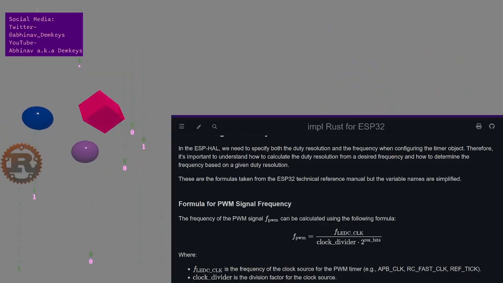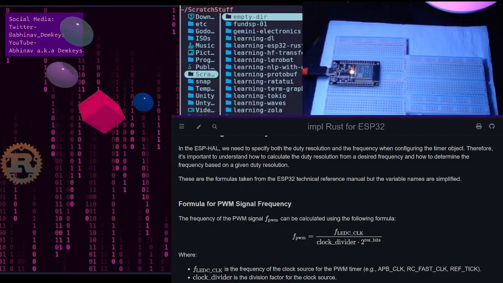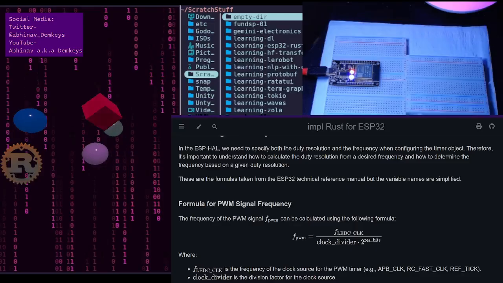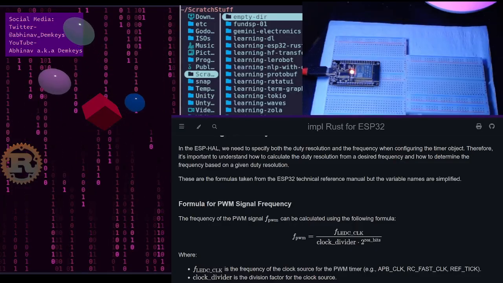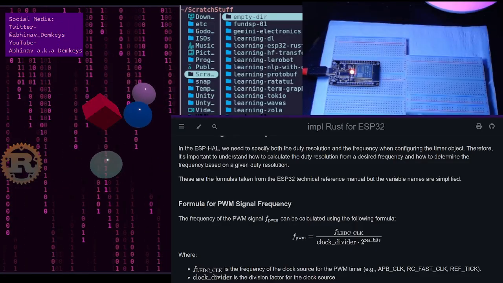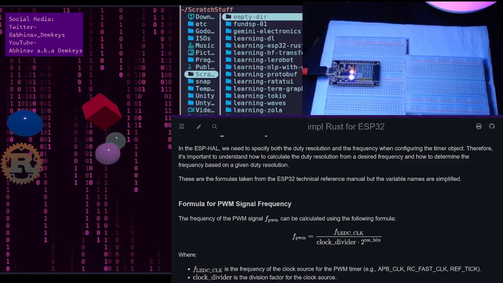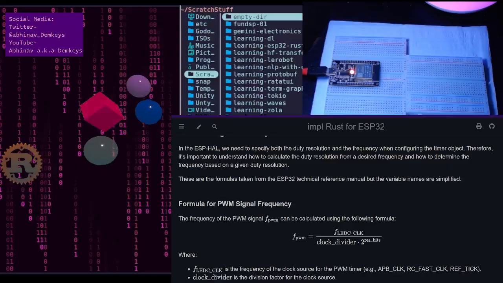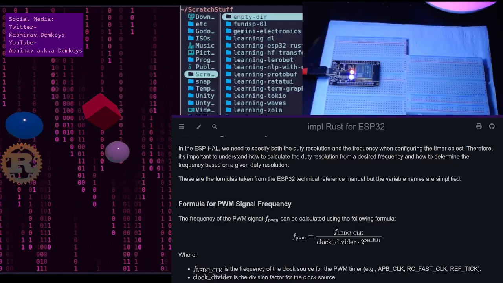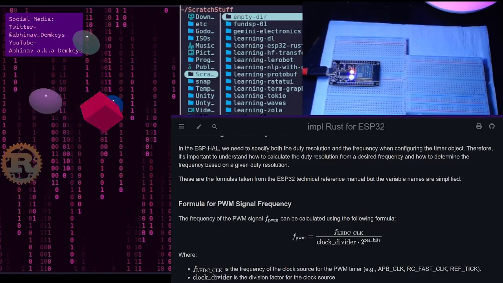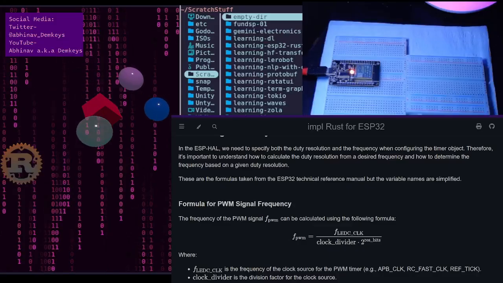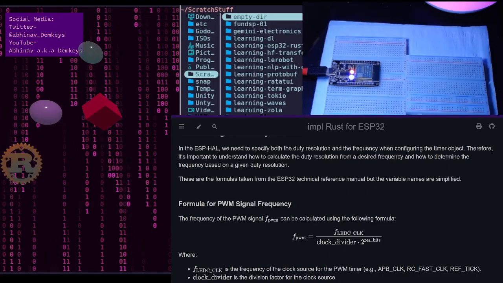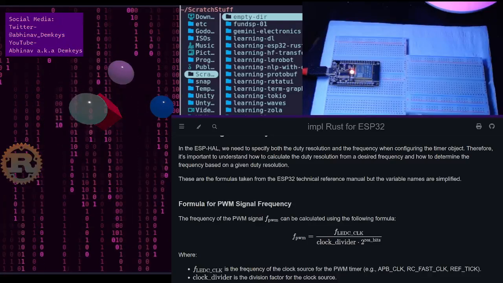Oh God, still... we're still getting this gray screen, dude. Okay, whatever. What was I saying? Sorry, I lost my train of thought.